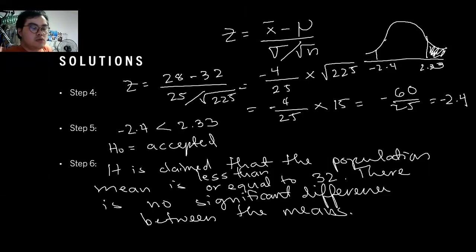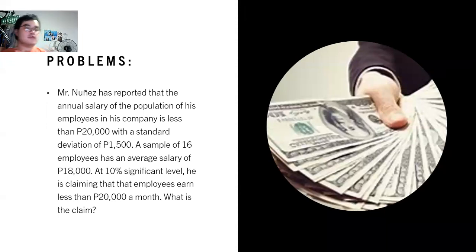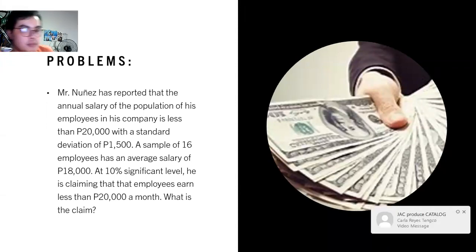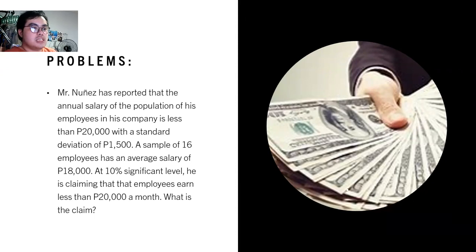Okay? So here, for the next and the last problem for this video, Mr. Nunez had reported that the annual salary of the population of his employees in his company is less than 20,000 with a standard deviation of 1,500 pesos. A sample of 16 employees has an average salary of 18,000. At 10% significance level, he is claiming that the employees earn less than 20,000 a month. So what is the claim?